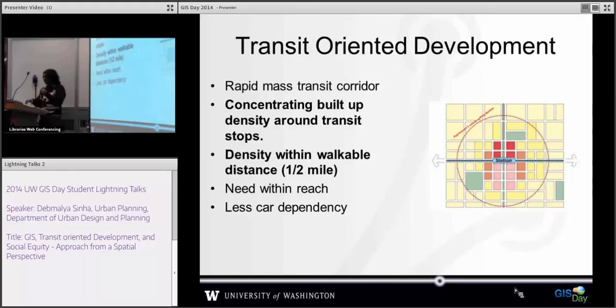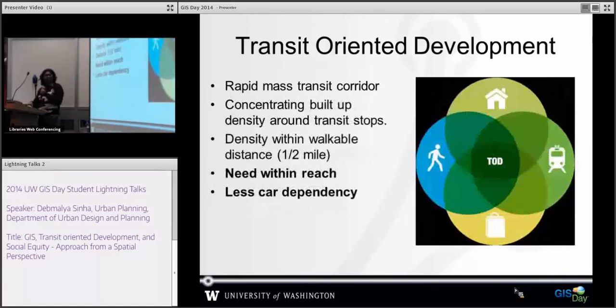So basically you concentrate all the facilities, all the areas that you want to reach, within a very walkable distance, and so everything is within reach. It's less car dependent because you may use alternative transportation systems like walking, like biking, or other modes.